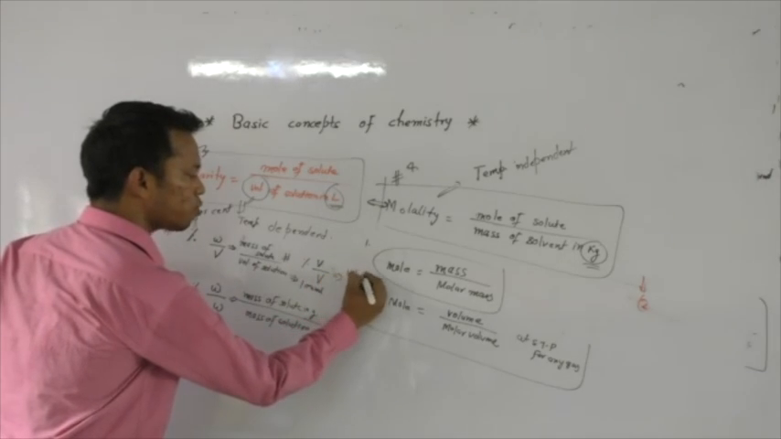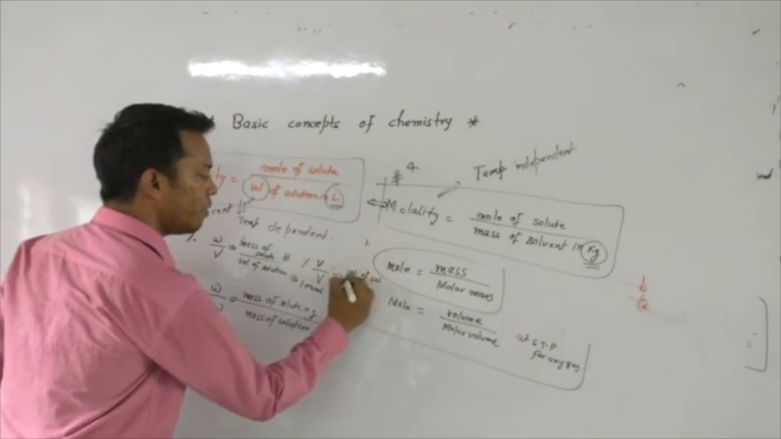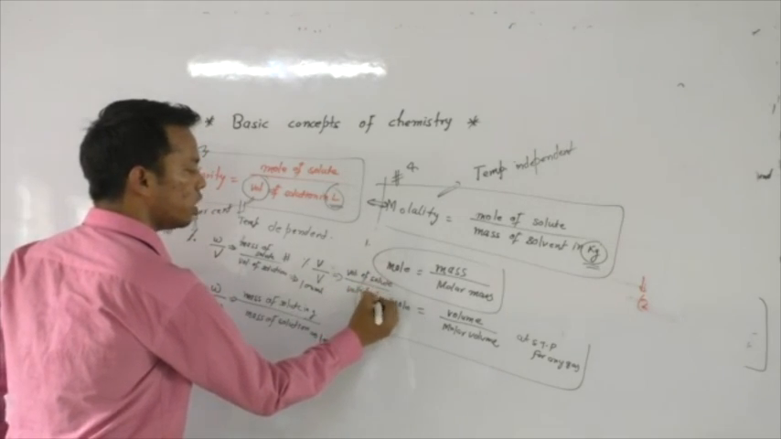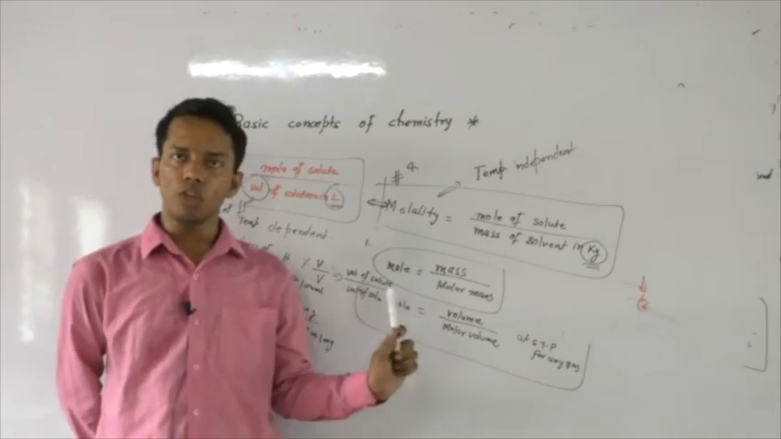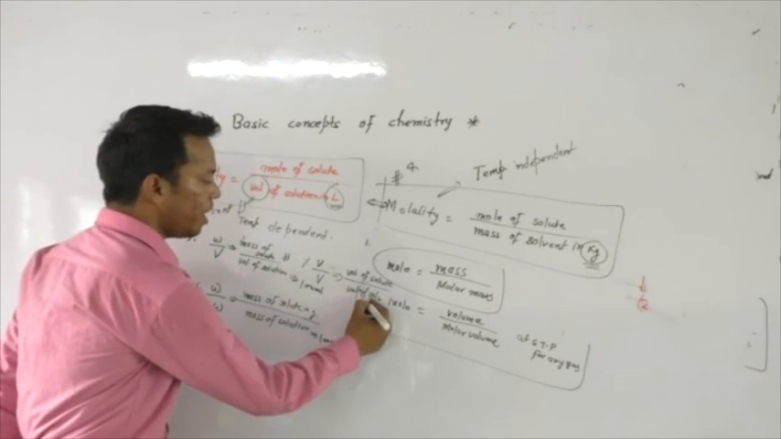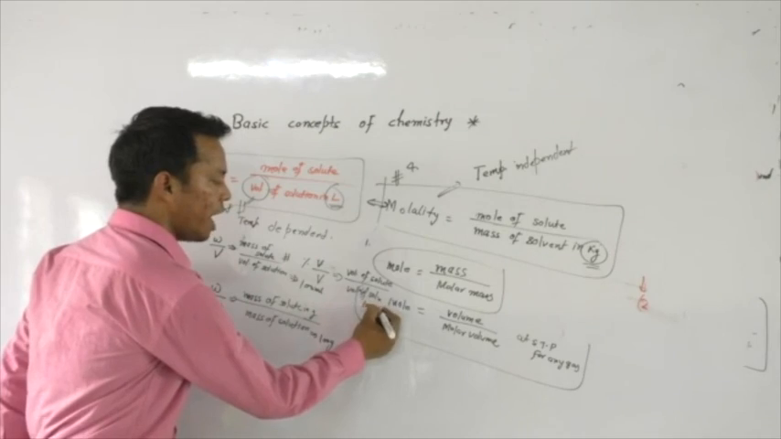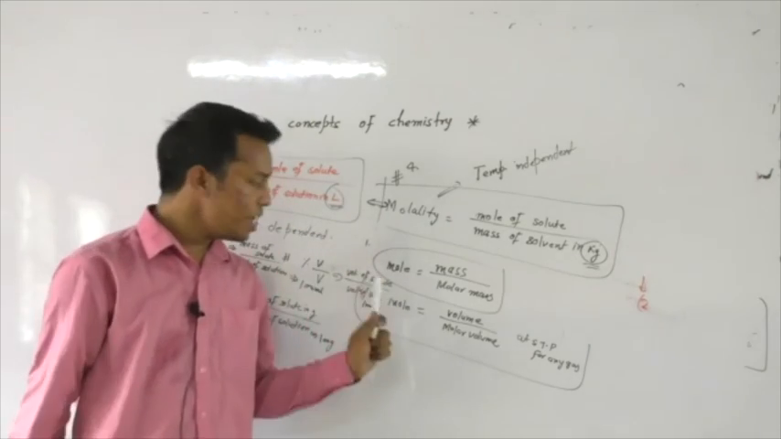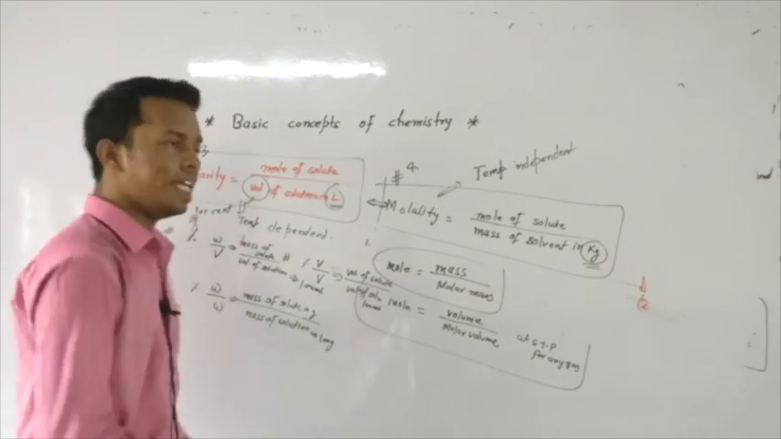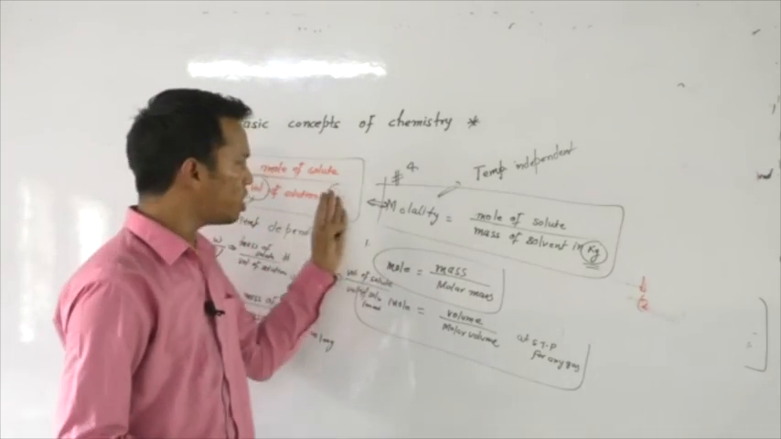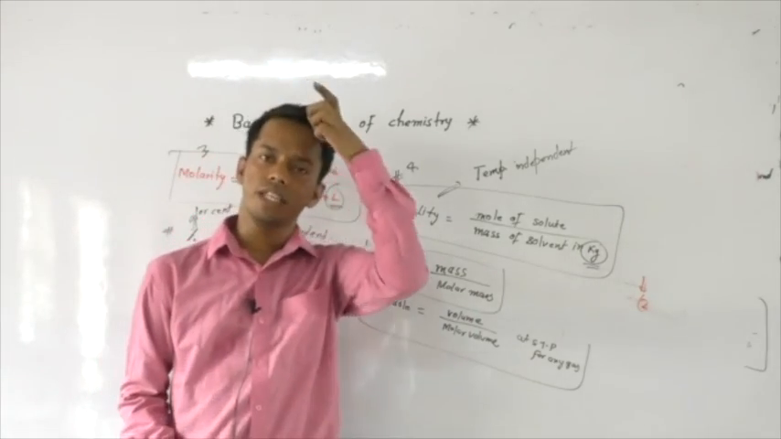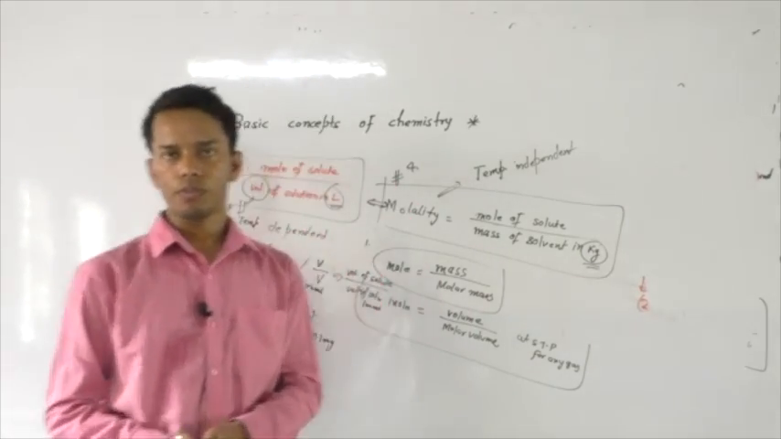In the same way, for volume by volume: volume of solute divided by volume of solution. Volume of solution will be 100 ml, and volume of solute will also be in ml only. So these are the formulas that you should know. In the next class we will discuss all the questions based on these formulas, and then some more formulas also. Okay, thank you.